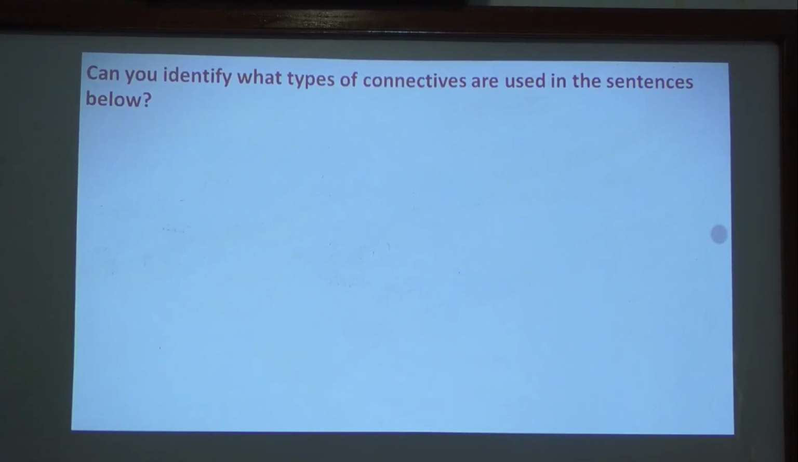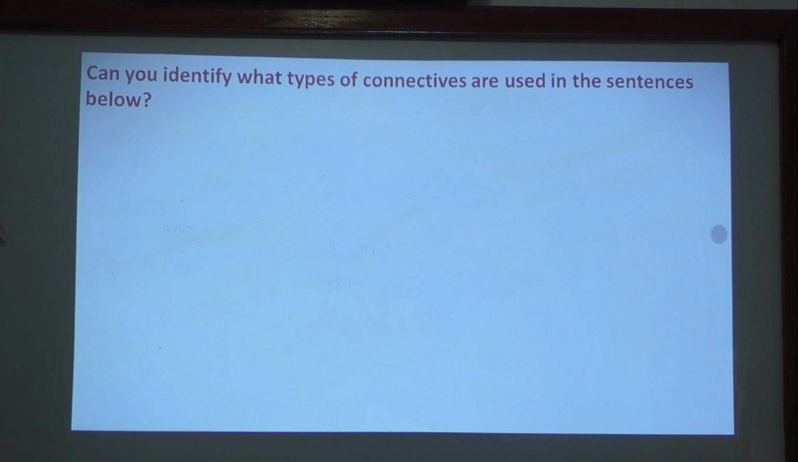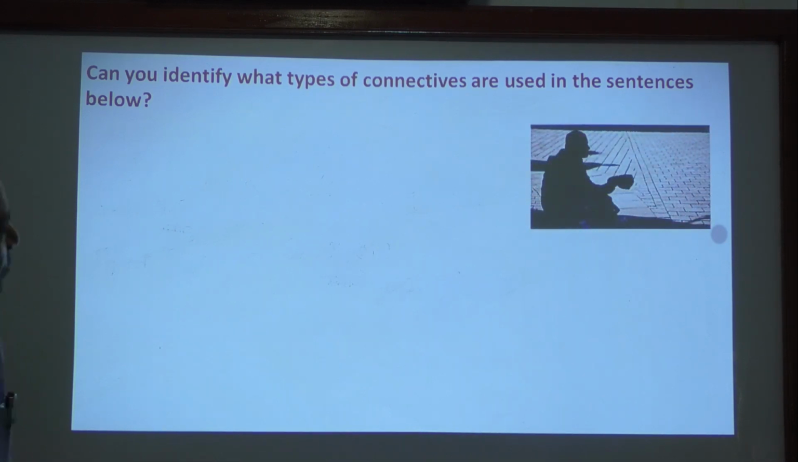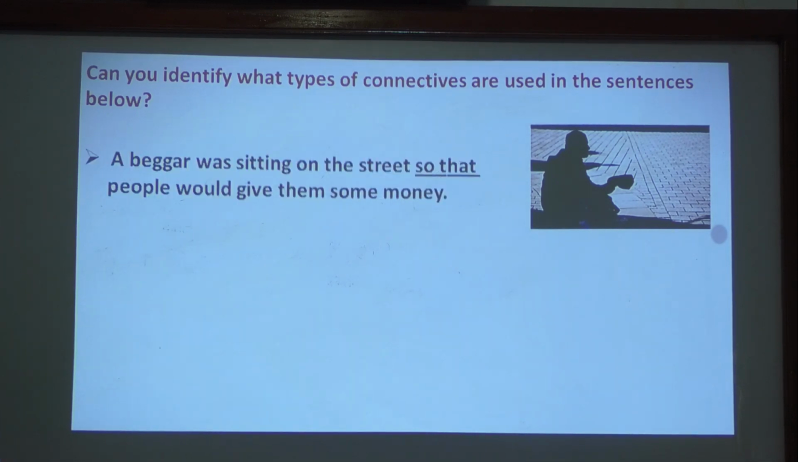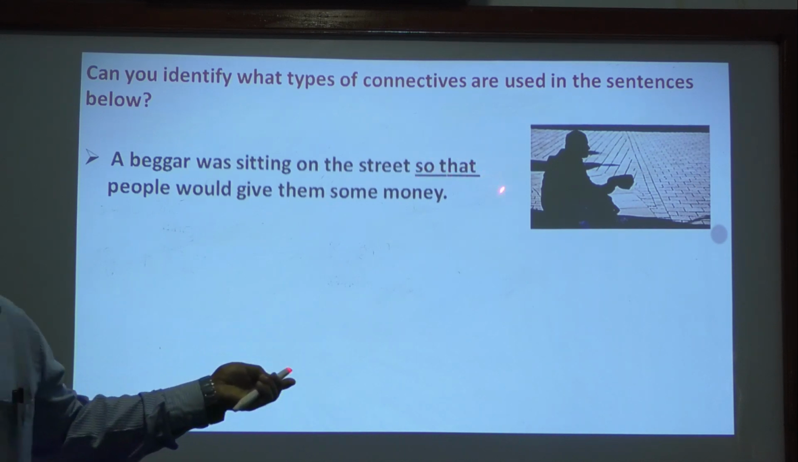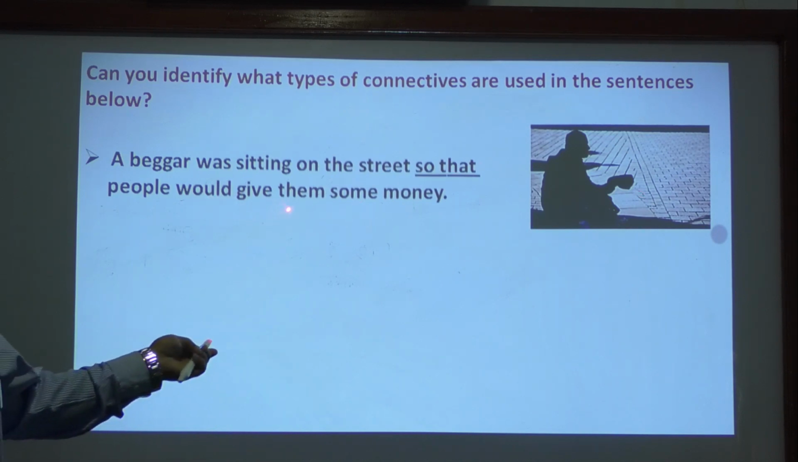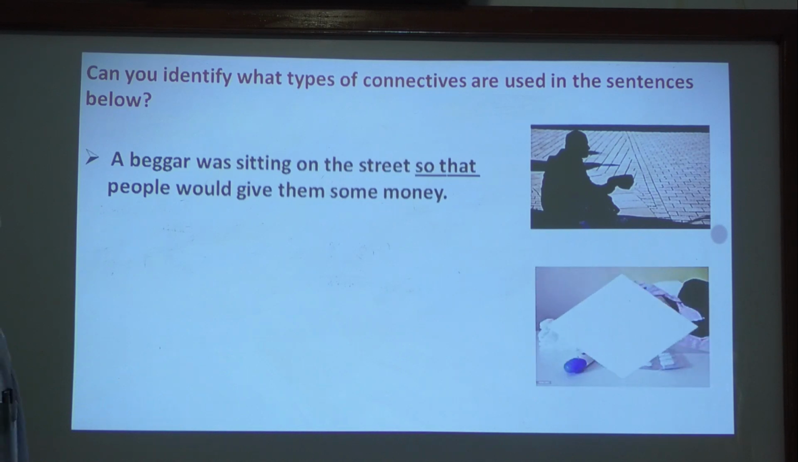Now, this is a task for you. Can you identify what types of connectives are used in the sentences below? Now try. Look at the street so that people would give them some money. So this is revision for you now. So that, yes, what type of connective is so that? So that people could, or people would give them some money. So what is here? Try.